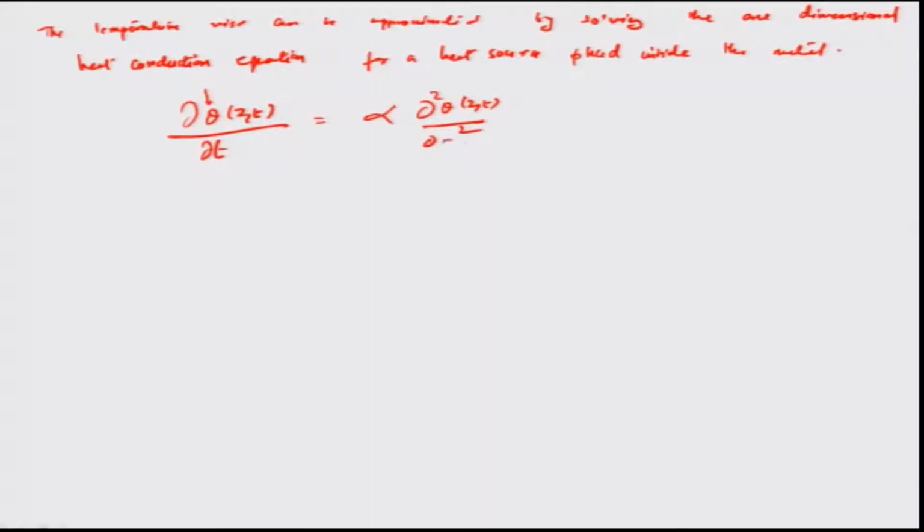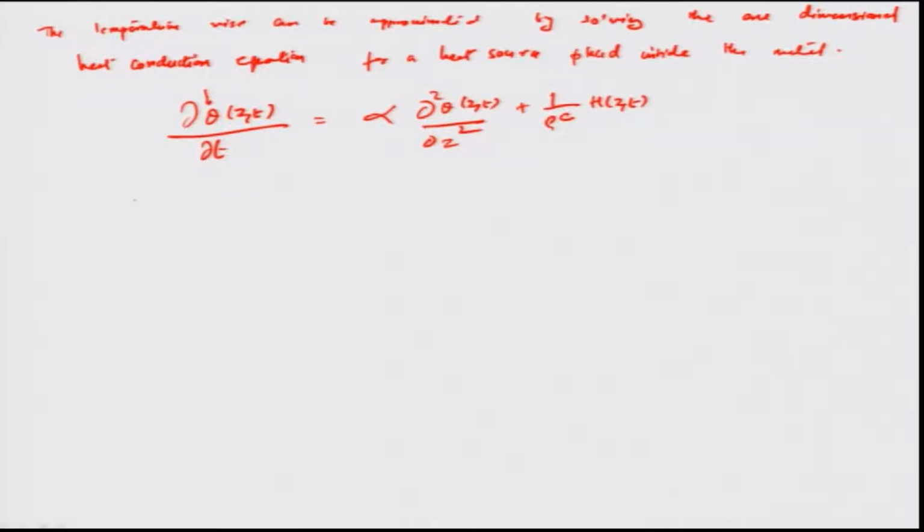plus 1 by rho times c times the heat source intensity, which is also a function of depth z and the time t, H(z,t).